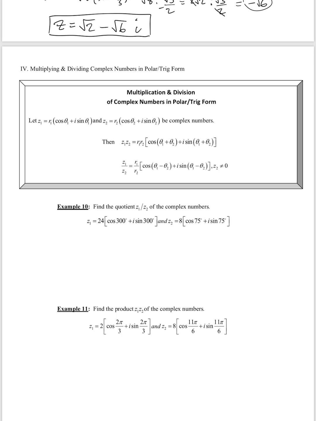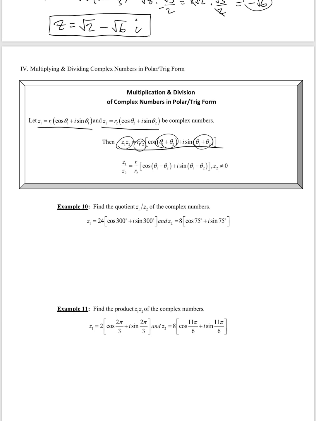If I'm multiplying two complex numbers in polar or trig form, then that product, z1 times z2, is just the product of the r's times cosine of, I add the angles together, plus i times the sine of adding the angles together. So if I have two complex numbers, z1 and z2, z1 has r1 and theta 1, and then z2 is r2 and then theta 2. Then if I multiply them together, that product is just multiplying the r's together times cosine of, add the angles together, plus i times the sine of adding the angles together.